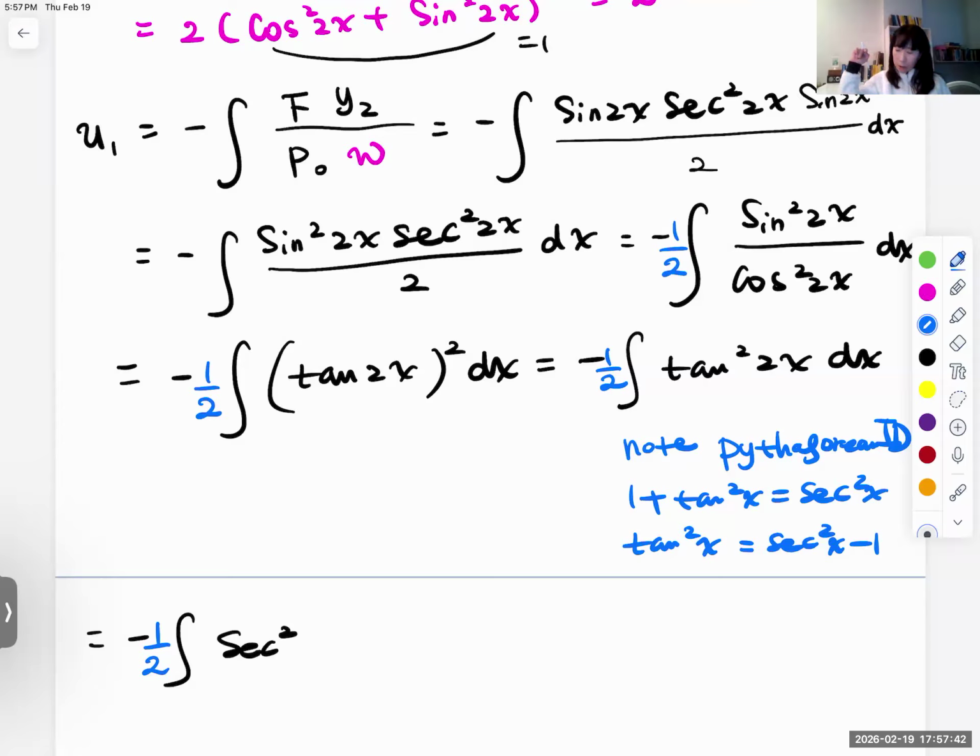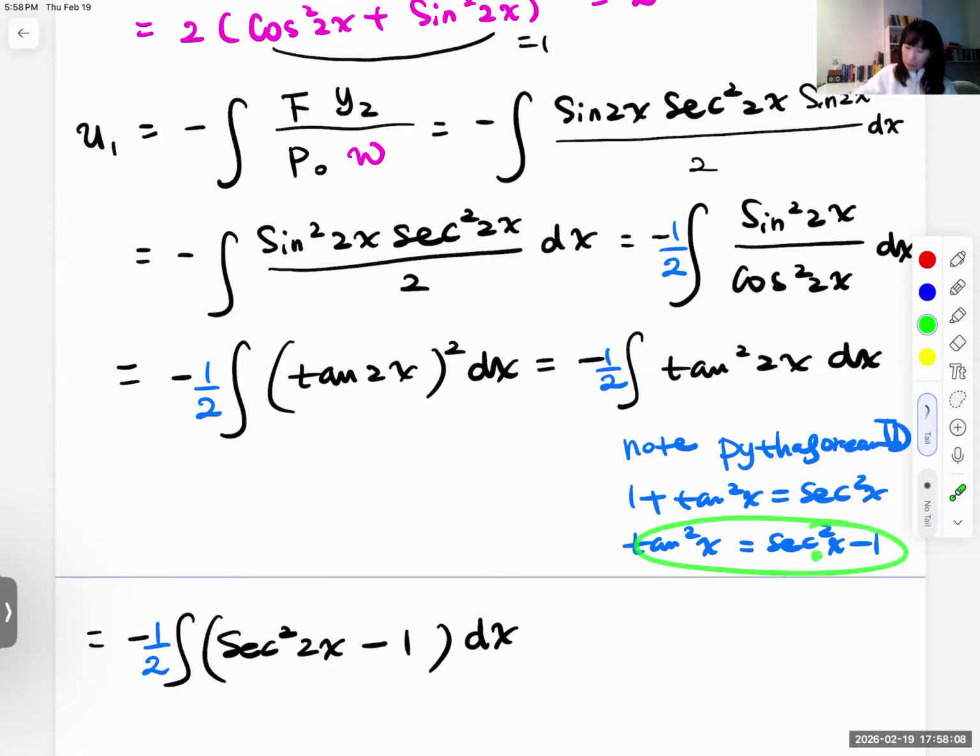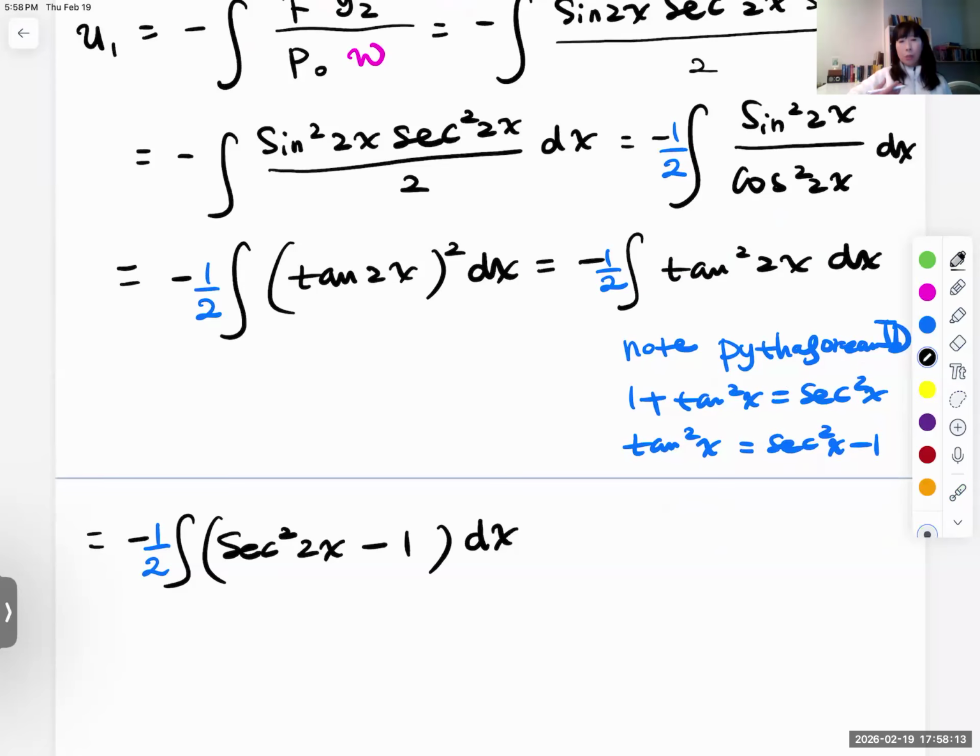Okay, so there will be 1 plus tan square x, secant square x. So tangent square x equal to secant square x minus 1, right? So 2x minus 1 dx. Yeah, makes sense? Okay, now let's integrate term by term.